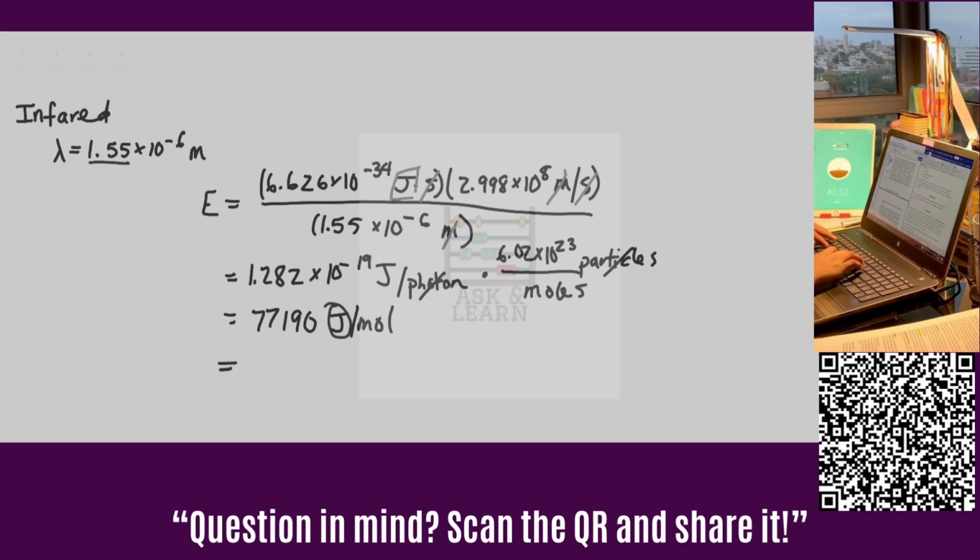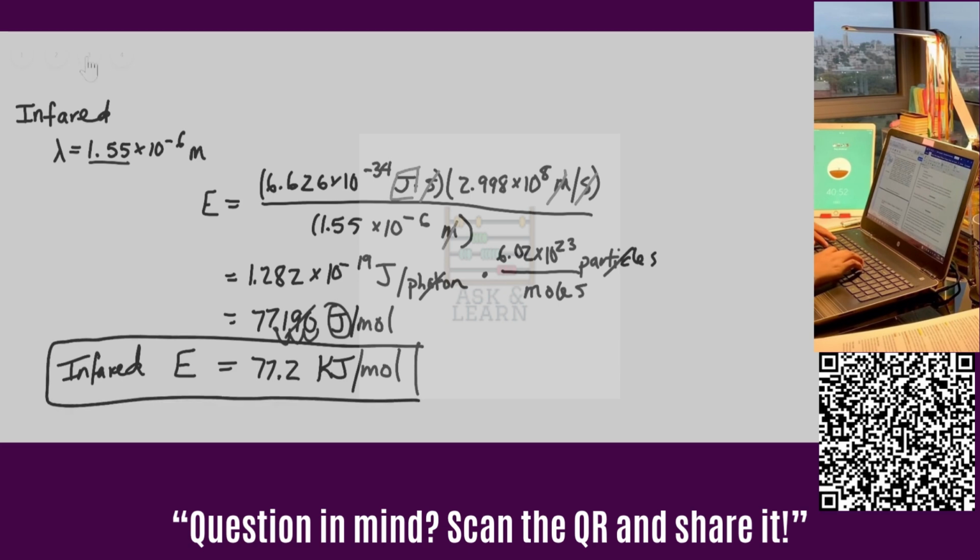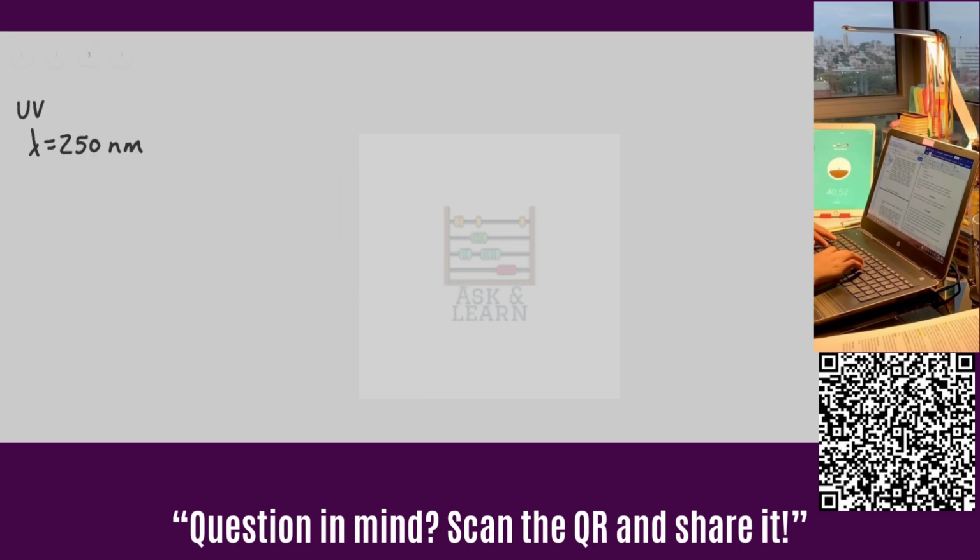Really quick, we're just going to move our decimal place over 1, 2, 3, put that there. Then we're going to leave off anything that's not 3 significant figures, so we're going to chop off these 2 and round. That'll give us 77.2 kilojoules per mole for our energy for infrared light. Okay, so let's move on to UV now that we have that.